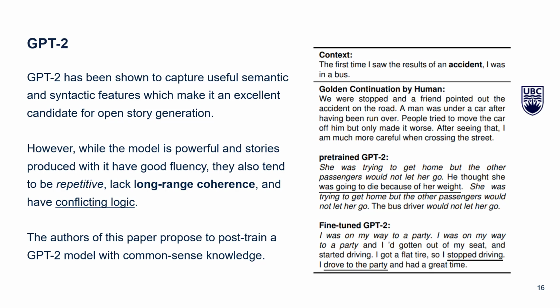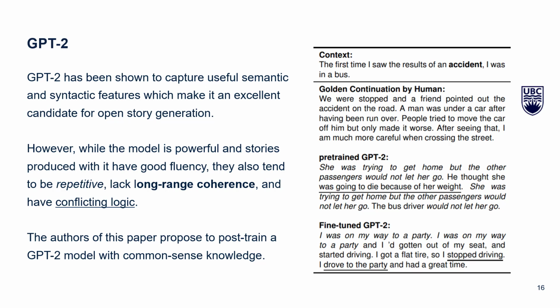GPT-2, which is the actual version of GPT that the authors used, has been shown to capture useful semantic and syntactic features, which make it an excellent candidate for open story generation. However, while the model is powerful and stories produced with it have good fluency, they also tend to be repetitive, lack long-range coherence, and have conflicting logic.